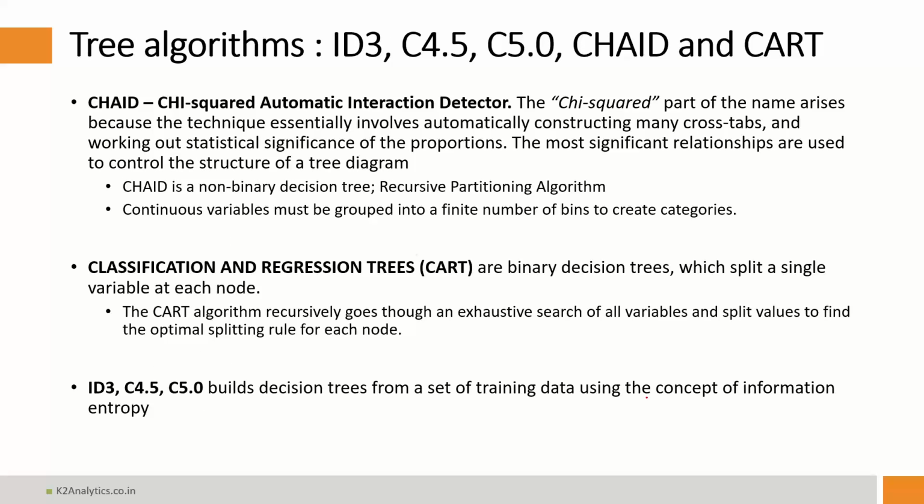Now coming to the classification tree, what are the three main algorithms? The three main algorithms as we discussed are CHAID, CART and C5.0. C5.0 was earlier called C4.5 and before that it was called ID3. There is improvisation in the algorithm logic.